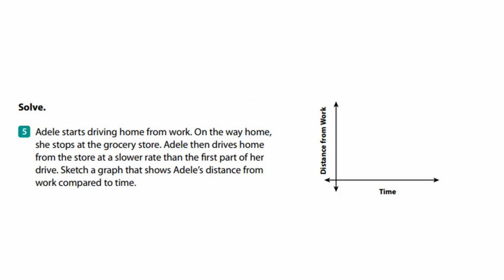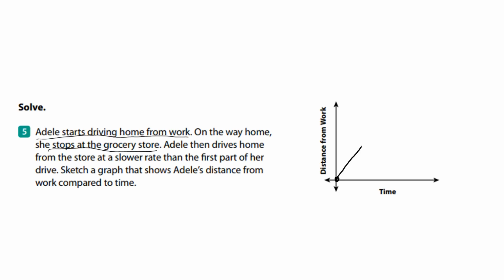Number 5. Adele starts driving home from work. On the way home, she stops at the grocery store. Adele then drives home from the store at a slower rate than the first part of her drive. Sketch a graph that shows Adele's distance from work compared to time. So she's going to start driving home from work. So she's starting at work and she's going to drive home.